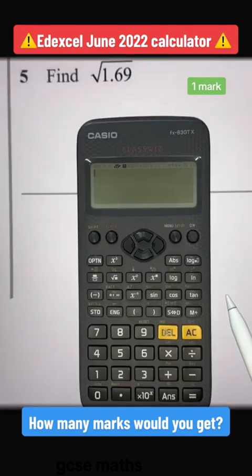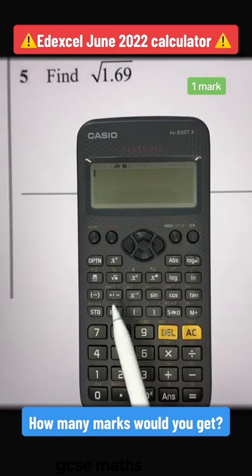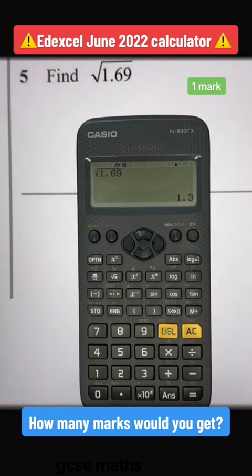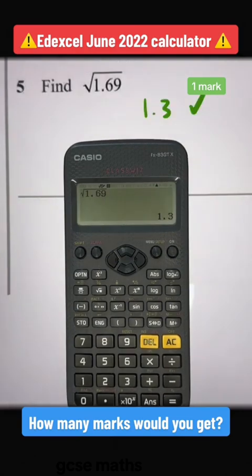Question 5. Find the square root of 1.69. Pressing the square root key on our calculator looks like a tick. Then enter the number 1.69. Press equals. Then press S to D. And our answer is 1.3.